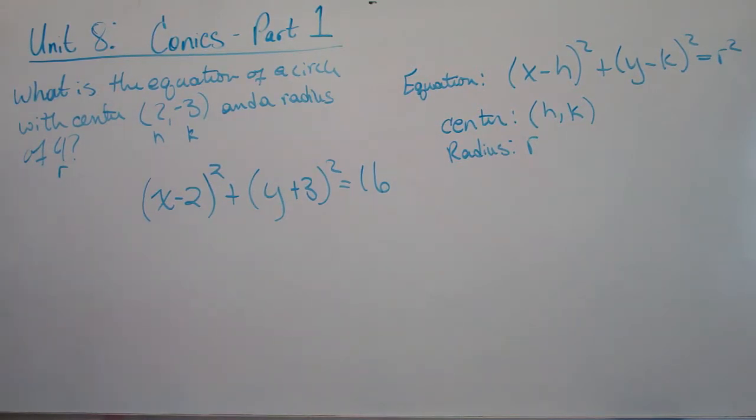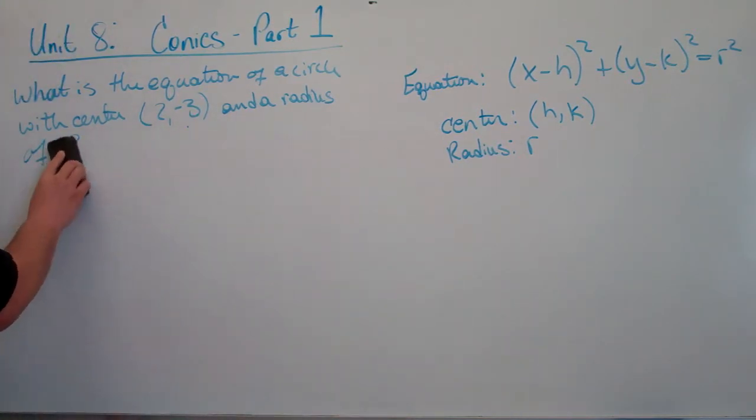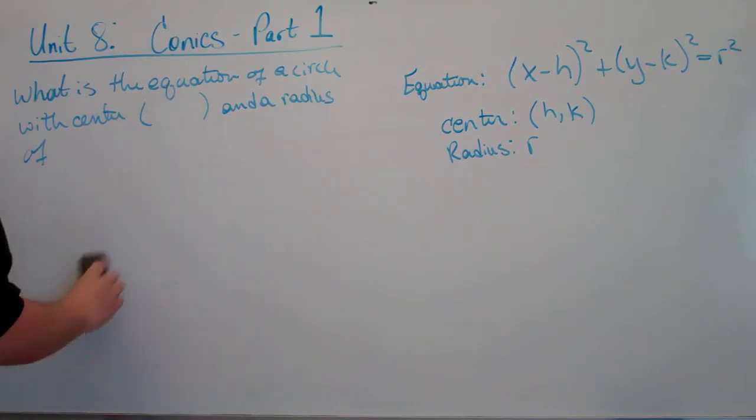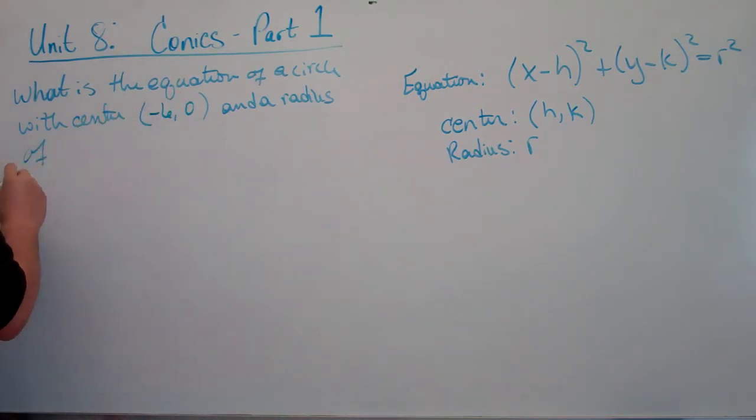Alright, so let's look at another example. I'm going to give you a moment to do this one. So after I write this down, pause the video and see if you can figure it out. Alright, so what is the equation of a circle with a center at (-6, 0) and a radius of 6? Go ahead and pause the video and figure this out.